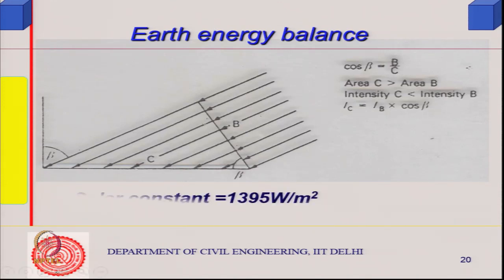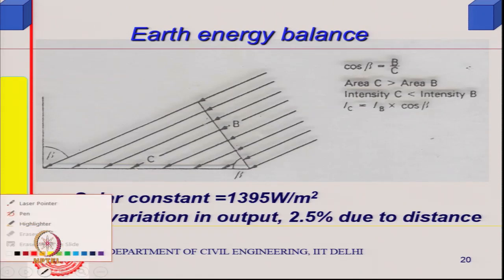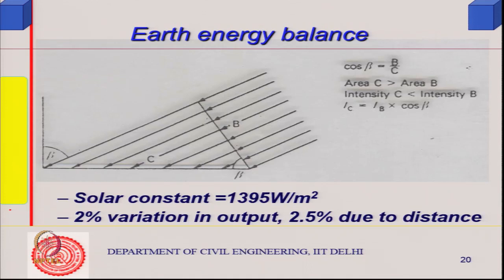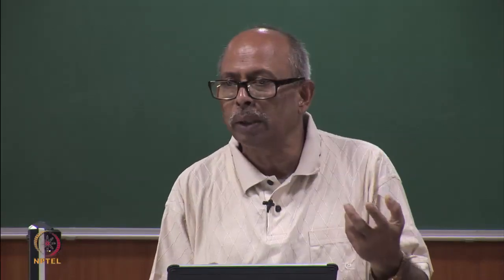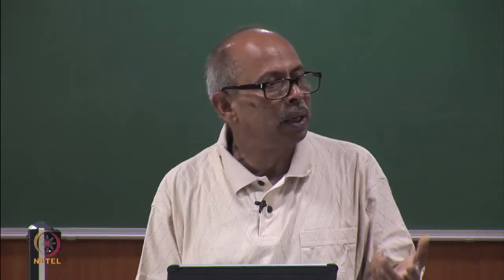So, for example, I_B is the beam radiation that is falling onto an area of B, and I_C is the radiation on the horizontal surface, on the C surface, multiplied by area C, right. Let us say C is this area, and I can take the width as 1, so C into 1, similarly this is B into 1. This should be the same because the energy is the same; intensity of radiation is defined in watt per meter square, as I told you the other day. So, watt per meter square multiplied by meter square, they should be the same.